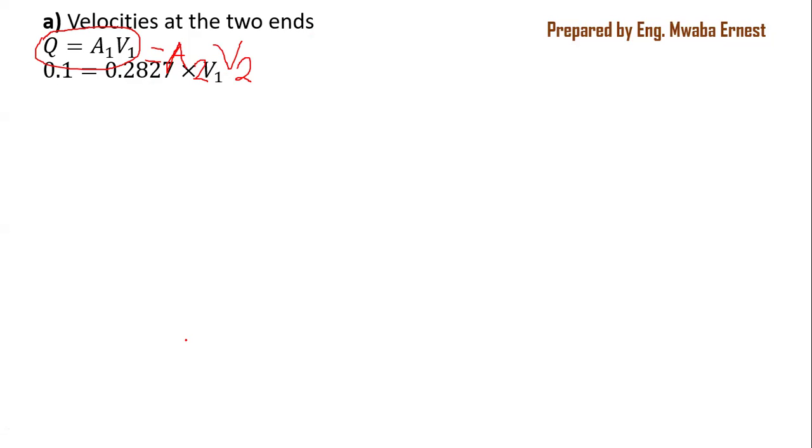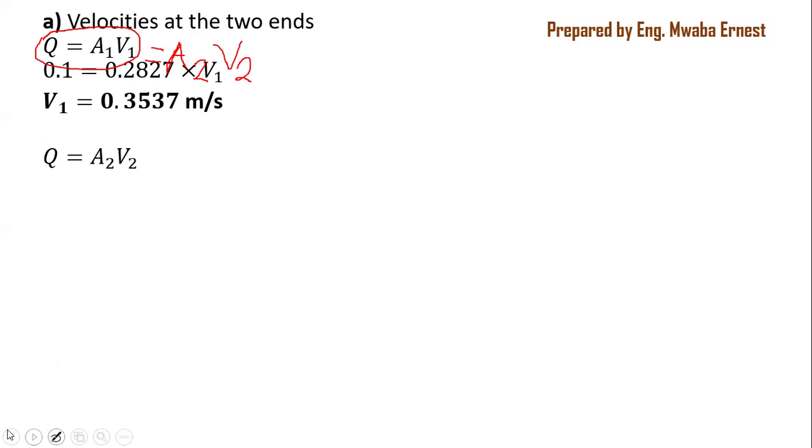So, the next one is now where we just do the substitution. The discharge 0.1 is equal to area 1, which is 0.2827 times velocity 1. Then making V1 the subject from there. Sorry, we went to the wrong side. When we make V1 the subject, you end up with 0.3537.